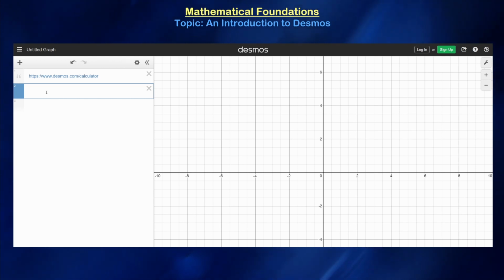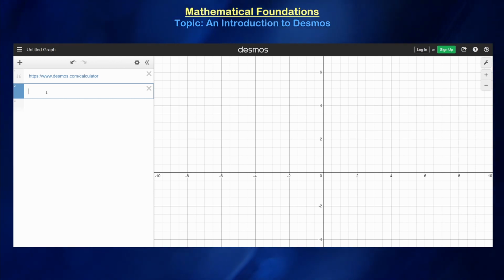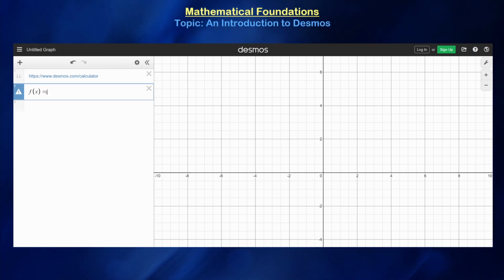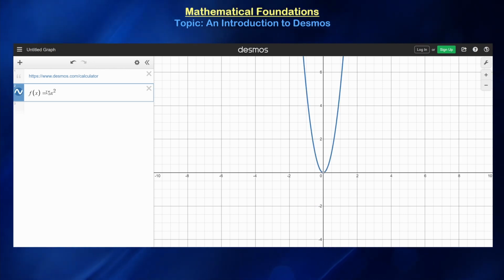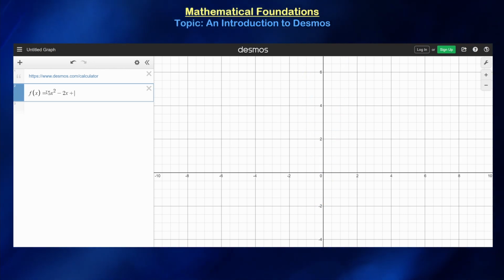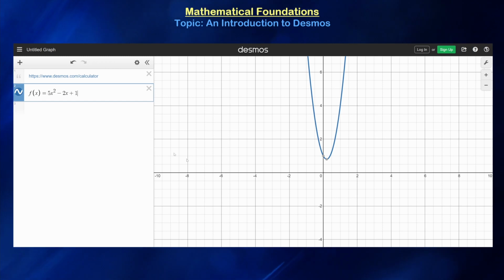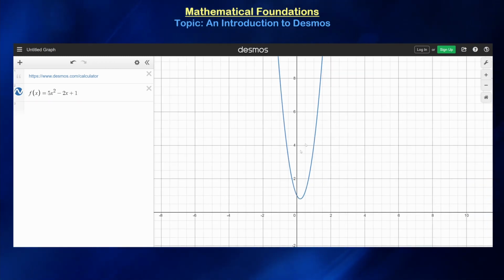So let's assume we want to define a function and want to evaluate that function at a particular point. So I can start typing f of x is equal to whatever function you have. So let's assume I want the function 5x squared minus 2x plus 1, which is of course the graph of a parabola. So over here you can see that it does graph this perfectly well.